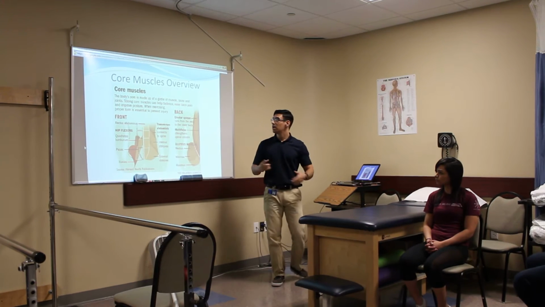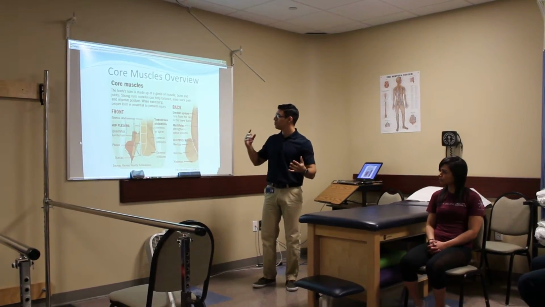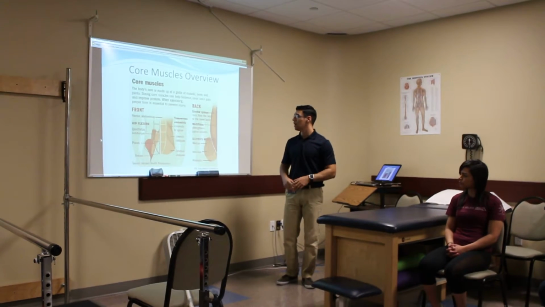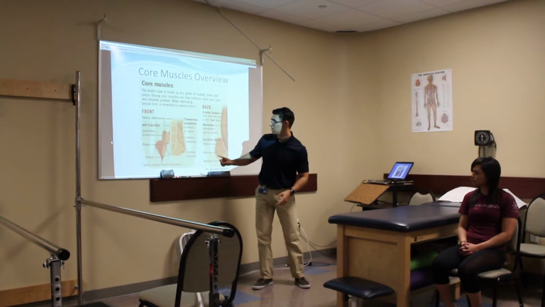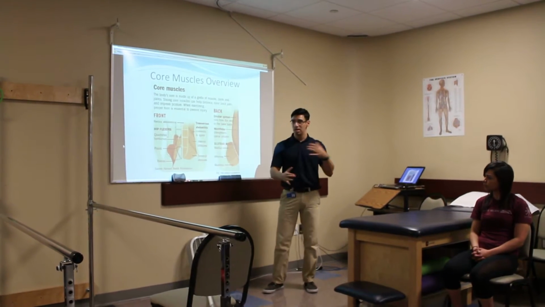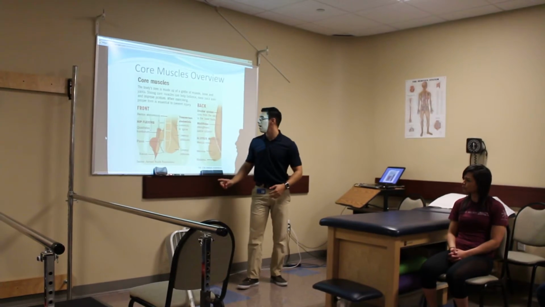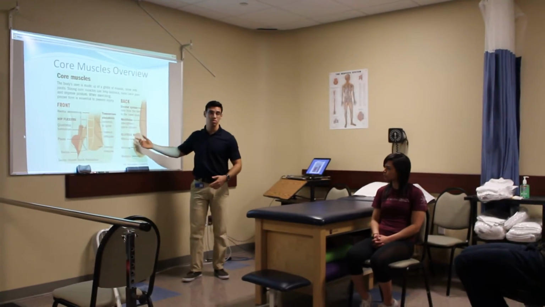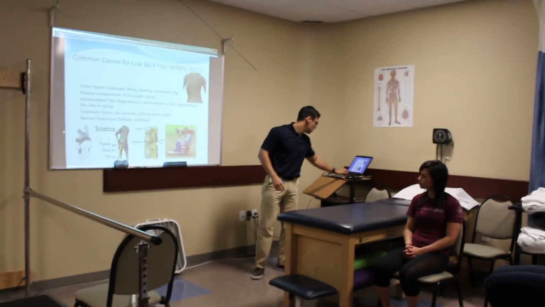Just a very brief overview of core muscles. They help balance, ease back pain, and improve posture. A lot of people think the core involves only the rectus abdominis, but it's more than that. It involves the iliopsoas muscles you can see right here, the internal and external obliques, as well as the erector spinae and the glutes. So there is more than just one muscle to consider for core muscles.